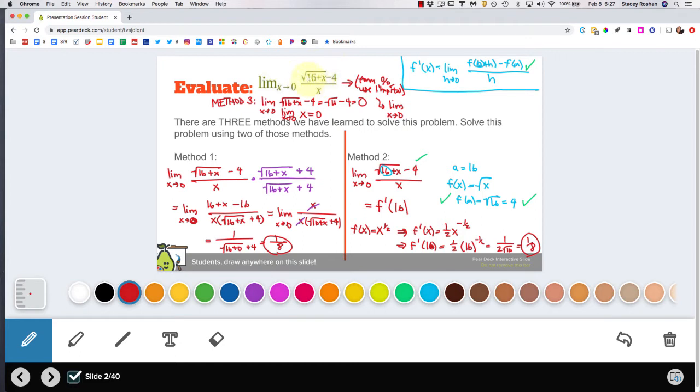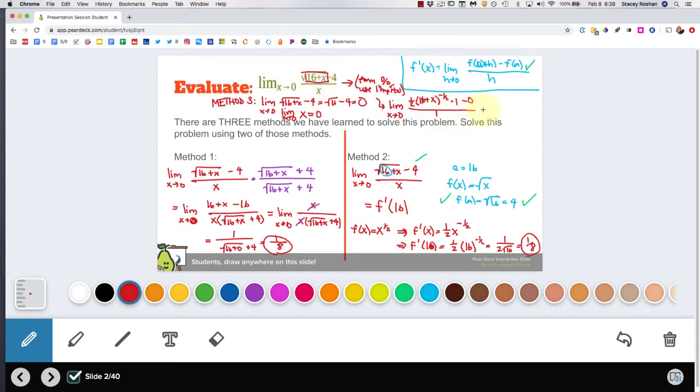Now the derivative of the top is a chain. It's 1/2 (16 plus x) to the negative 1/2 times just 1, because the derivative of 16 plus x is 0 plus 1. And then the derivative of 4 is 0. Just write that over. The derivative of x is just 1.